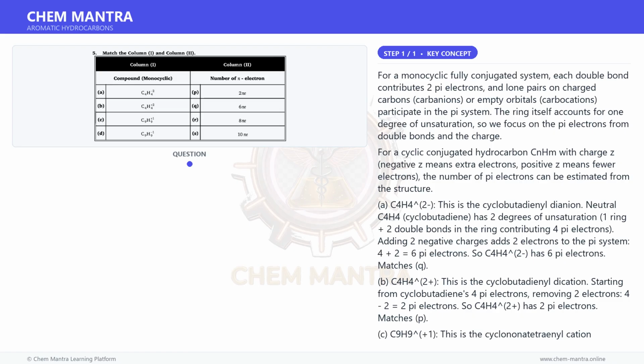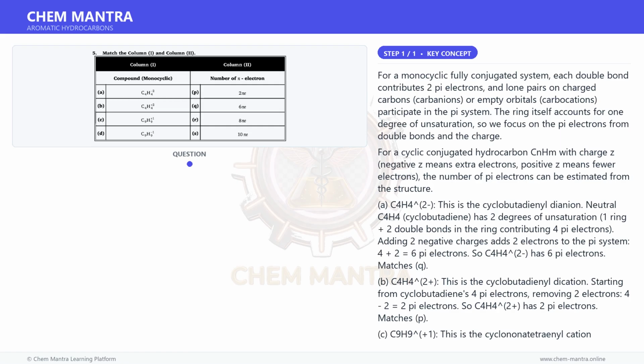For C9H9+, 9 carbons in a ring, with the formula C9H9+ suggesting 8 pi electrons, 4 double bonds' worth. The plus means 1 less electron than neutral, but the neutral sp3 CH2 losing H- or an electron to form the cation gives full conjugation with 8 pi electrons. Matches R. D. C9H9 -1. This is the cyclononatetraenyl anion.